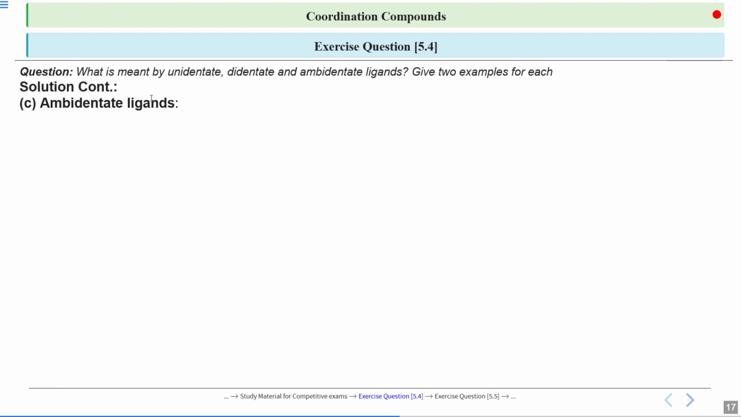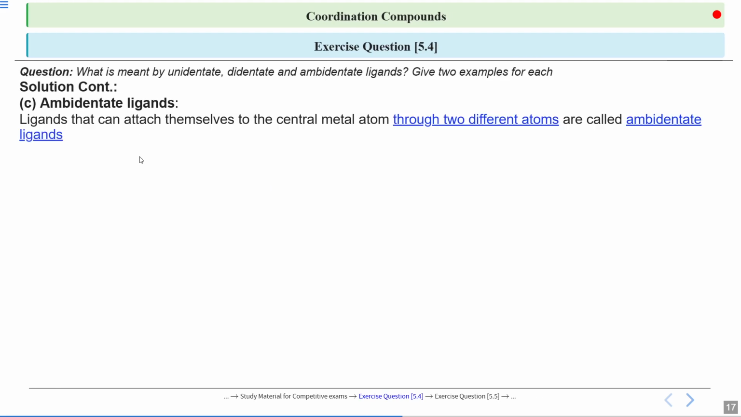Next is ambidentate ligands. What are these? Ligands that can attach themselves to the central metal atom through two different atoms are called ambidentate ligands. So if a ligand has two different atoms that have the ability to attach to the central metal atom, it is called an ambidentate ligand.